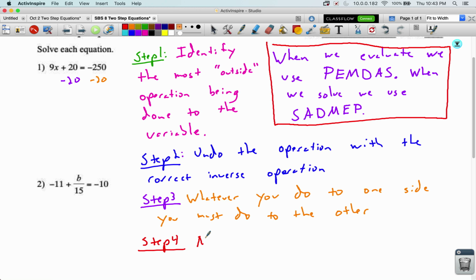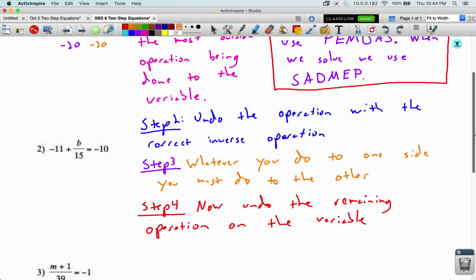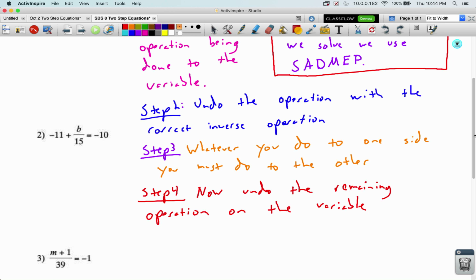Step 4 is now undo the remaining operation on the variable. At this point, it's a two-step equation, so we've already done step 1. We've got it down to a one-step equation at this point. And now we could look back at our one-step equation step-by-step binary lesson. But the gist of it is just you undo the remaining operation on the variable.